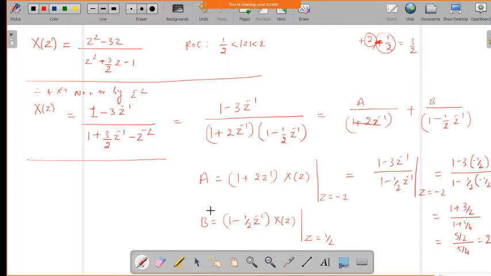Similarly you can find the value of b. What will you get? You get 1 minus 3 z inverse divided by 1 plus 2 z inverse, at z equal to half. Now you can find what the value of b is.